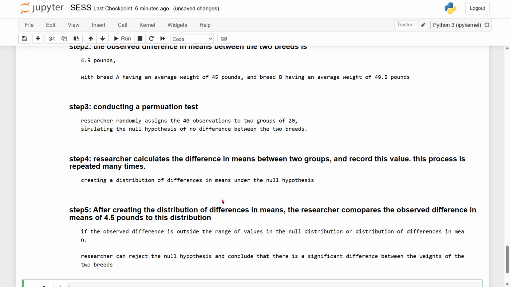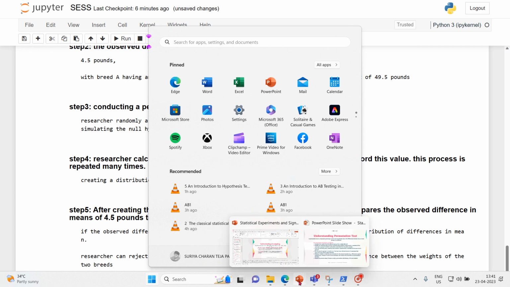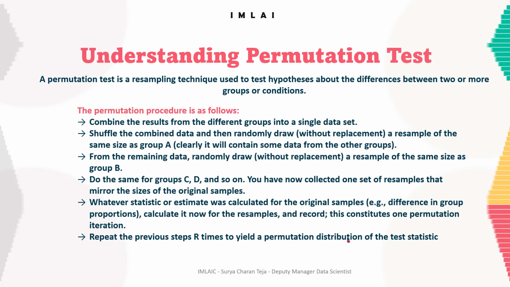And finally, closing remarks on permutation. Permutation testing is a powerful technique for testing hypotheses, especially when the sample size is small or the underlying distribution of the data is unknown. However, it can be computationally intensive and requires careful consideration of the appropriate test statistic and test design.